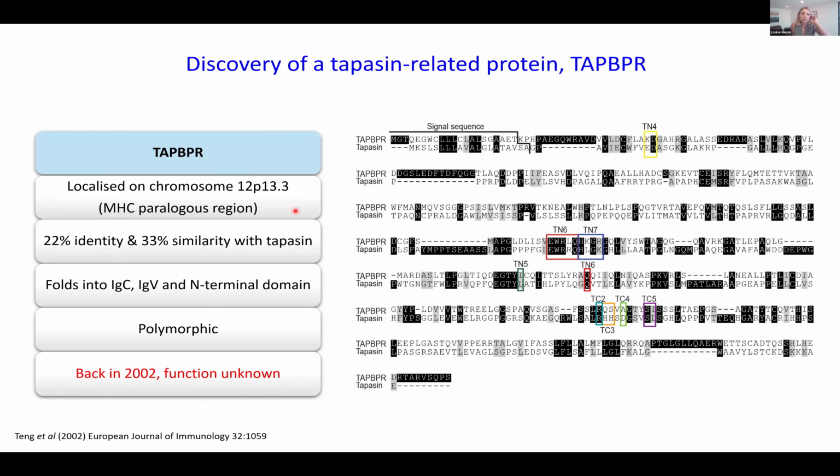This gene was discovered in 2002, and it was shown to have 22% identity with tapasin. It was predicted to fold into 3 immunoglobulin-like domains, like tapasin too. The TAPBPR molecule appeared to be polymorphic in this original description, with about 6 different alleles apparent. However, back in 2002, when the gene was first described, the function of TAPBPR was unclear. And in 2009, we set out to explore what the function of this TAPBPR protein was.